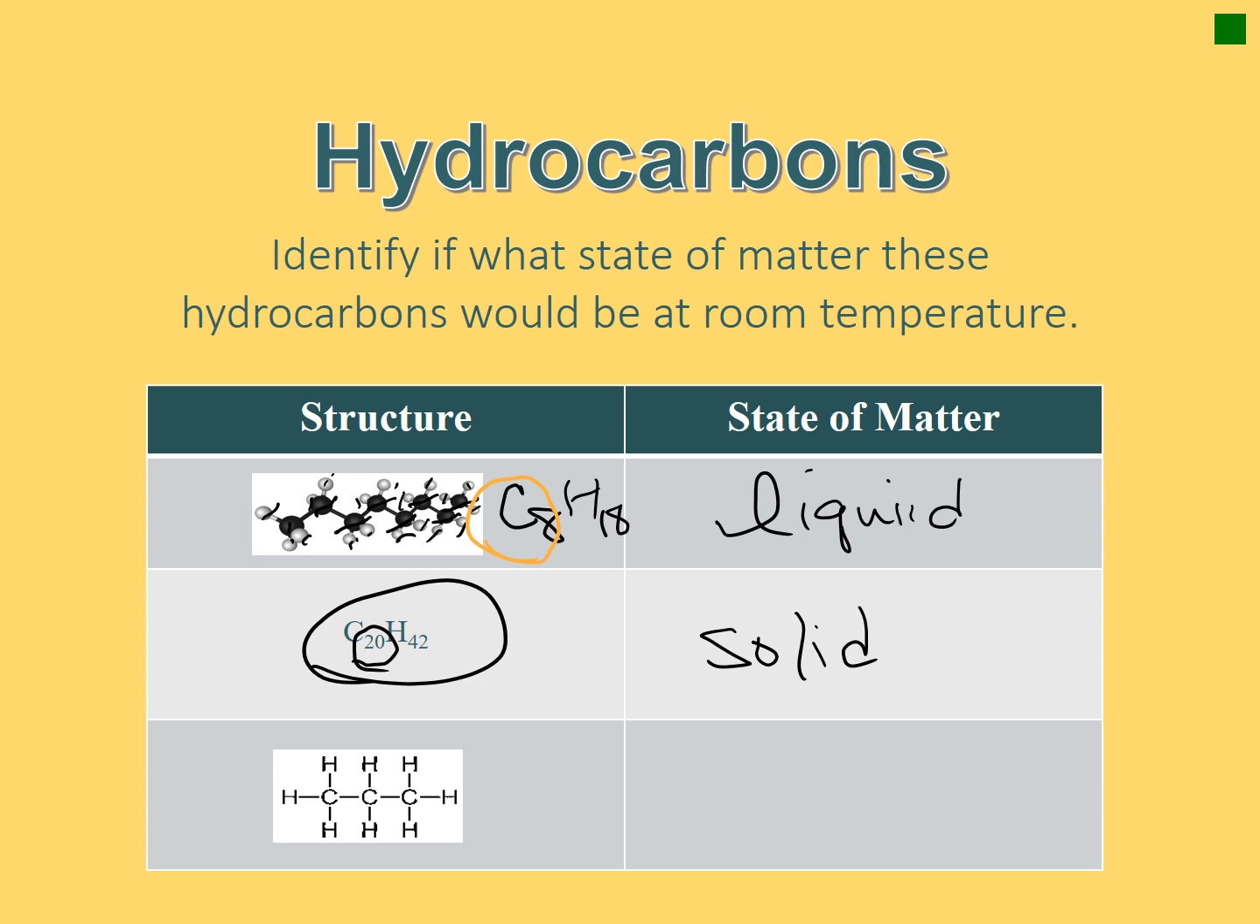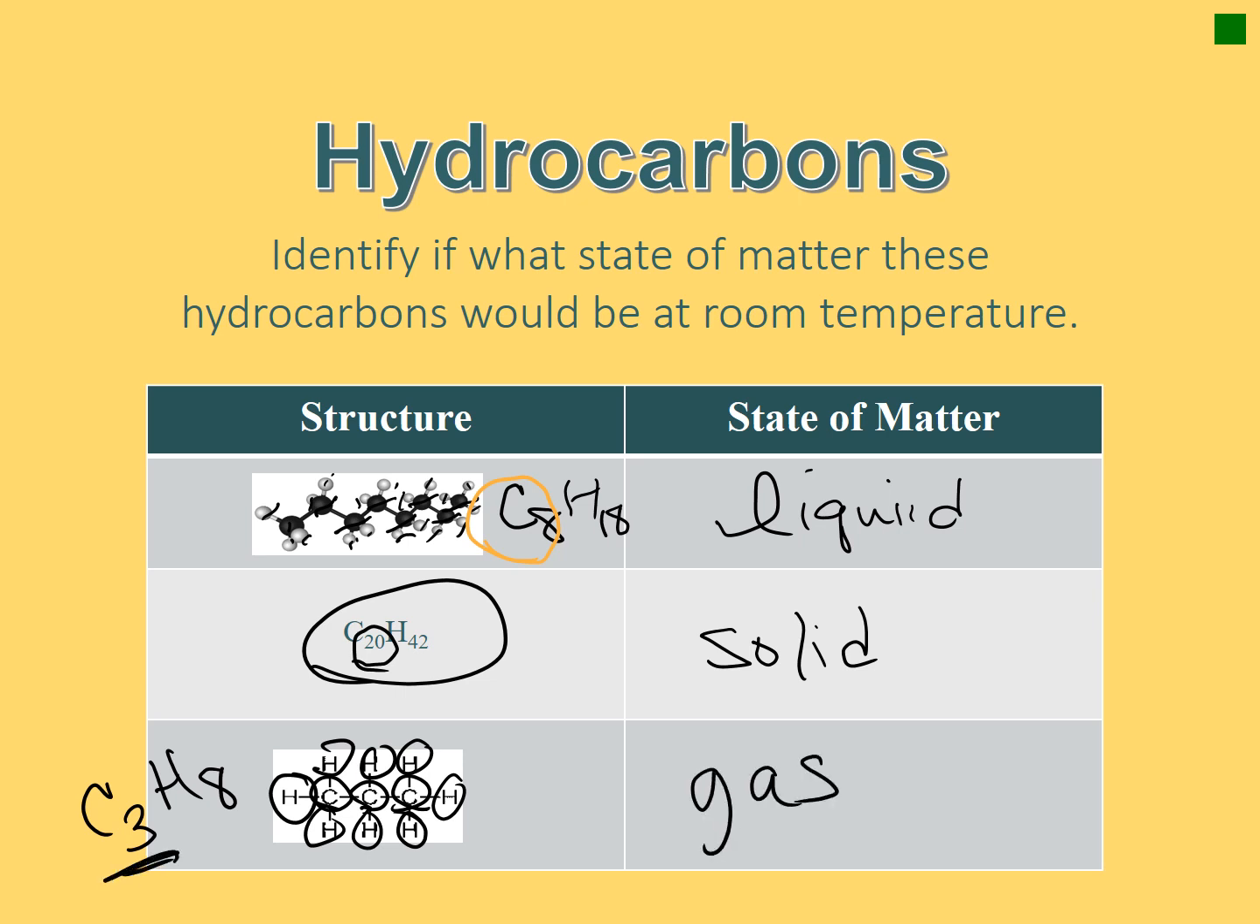And this one, if I count it, I have 1, 2, 3 carbons, so it's C3. I really don't care about the H's because I can base what state of matter it would be off of how many carbons I have, but I'll do that anyway. So we have H, and this would be 1, 2, 3, 4, 5, 6, 7, 8, so H8. And so that would be a gas because it has 3 carbons, which is between 1 and 5. All right, hopefully you kind of understand what's going on.